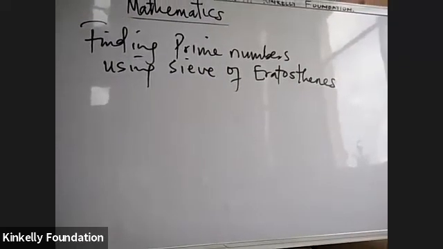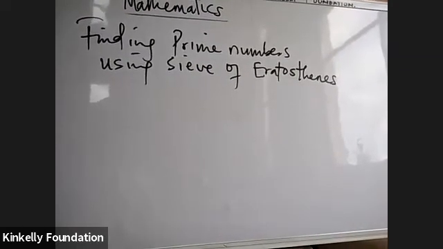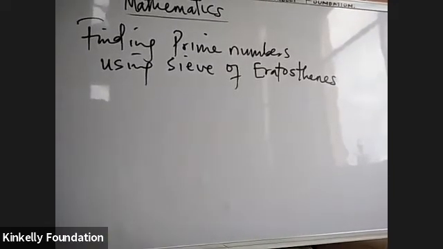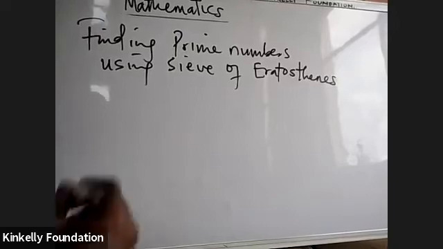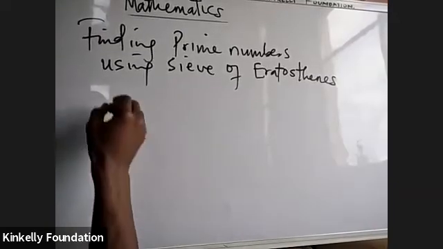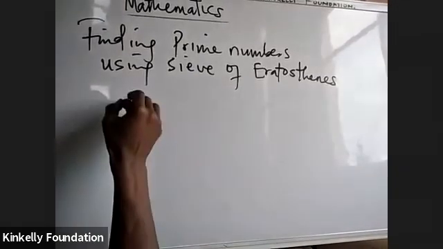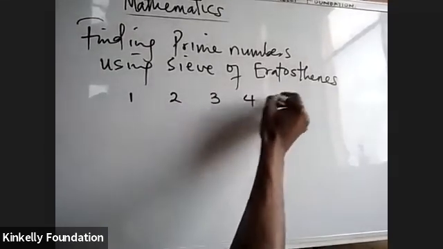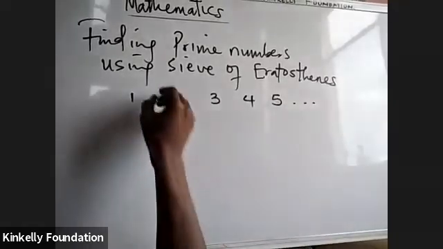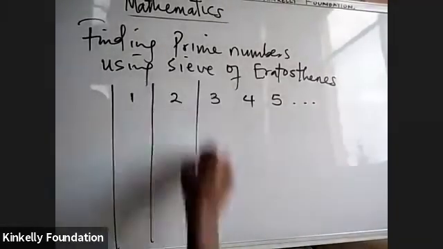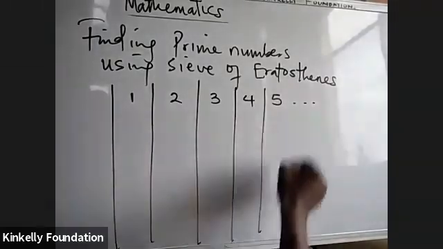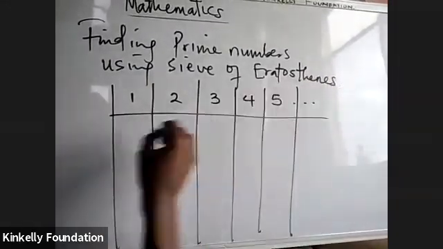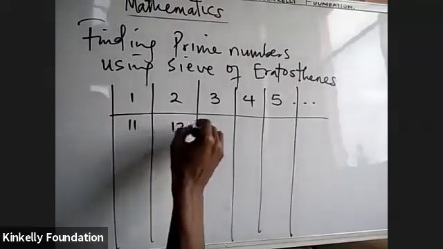Finding prime numbers using the sieve of Eratosthenes. In this case, you are expected to draw a square, let's say 10 by 10. 1, 2, 3, 4, 5. Just make it up to 10. You continue to 10, 11, 12, 13.